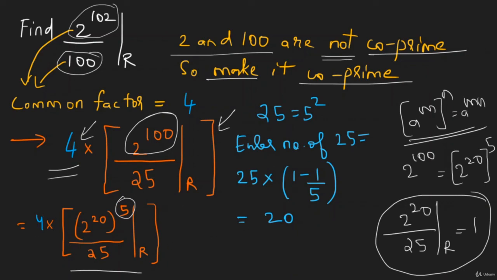Therefore, this expression simplifies to 4 into 1, and you get your answer as, remember not to forget to multiply 1 with 4, because many students might write it as 1 and leave it there, but that's not the correct answer. The correct answer over here is 4 into 1, which is 4.